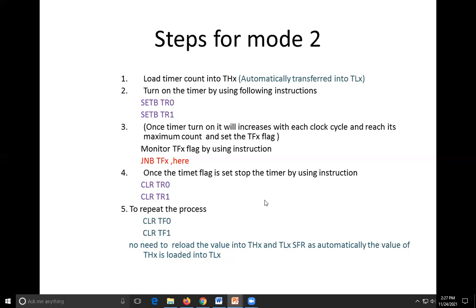For each mode, we have to change the values of TMOD and TCON, and according to those TMOD and TCON values, you have to load them into the registers. I will discuss this at the time of the programs, but these modes are very, very important. You must remember the things in mode 2.